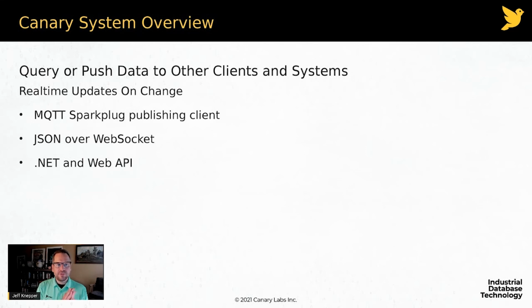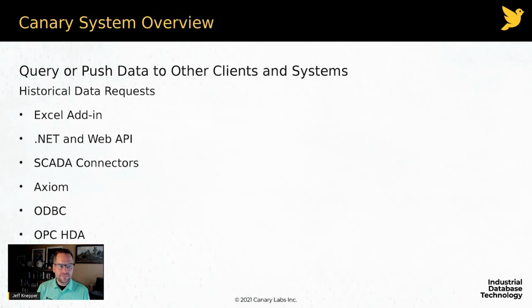So let's talk about how we would query or push data to other clients in real time or update on change. We support MQTT Sparkplug as a publishing client. Beyond us acting as a subscribing client on the logging side, we're also a publishing client. You can also create a JSON over WebSocket stream of data as it updates, as well as ask for update on change by making .NET and Web API queries.